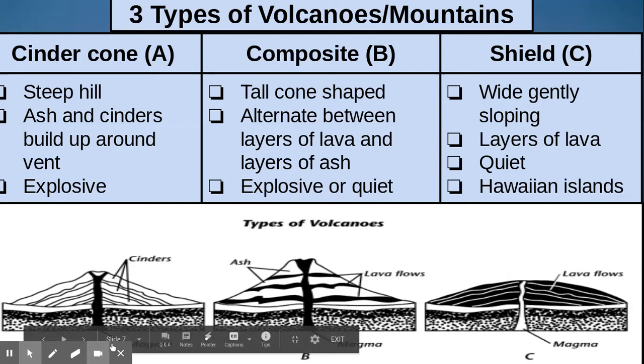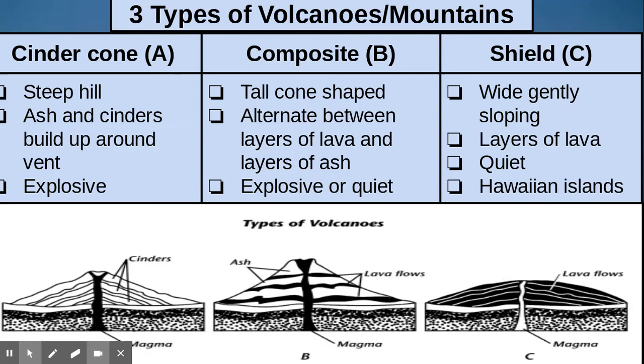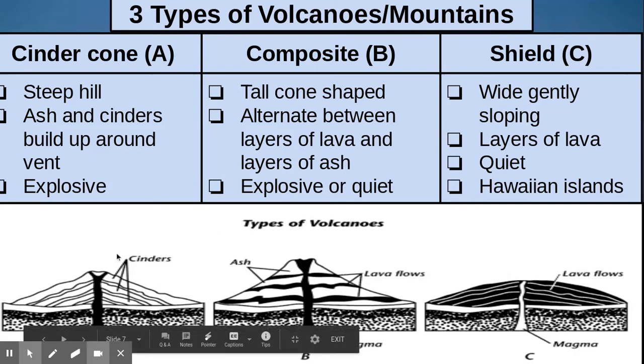And I actually put the picture from the practice activity because I didn't know how clear it was. So on the left is A, then the middle is B and C, and I lined them up with the 3 types. So this A over here, they have a clue, they wrote the word cinders. That's going to be your cinder cone.